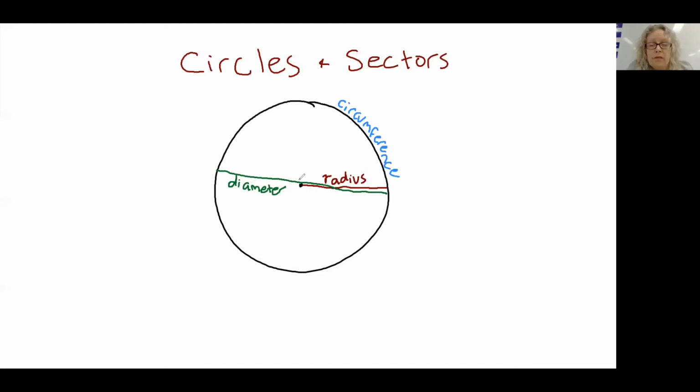And if you take a piece of the circle, any size piece, little piece or a big piece, that's called a sector. And this little part of the circumference that is the outside part of the sector, that's called an arc. Part of the circumference is called an arc. All right, let's go on with area of sectors and circles.